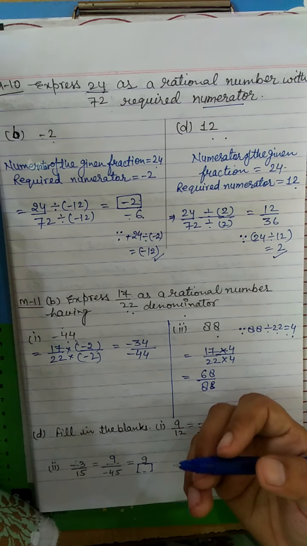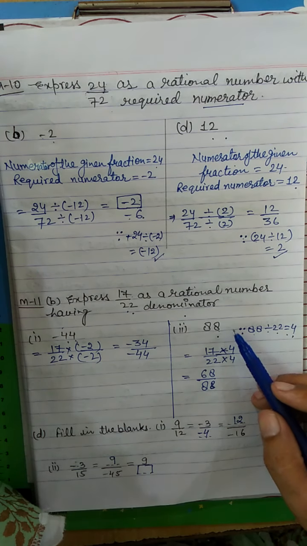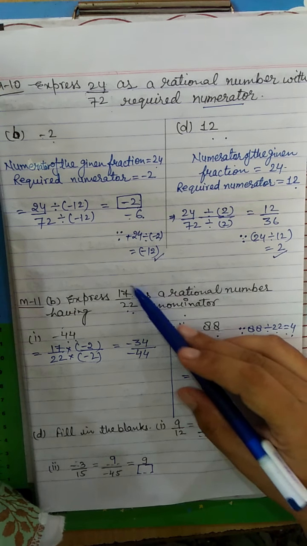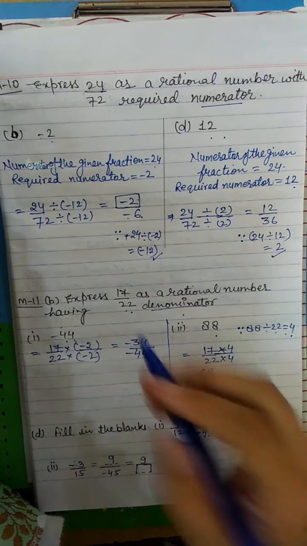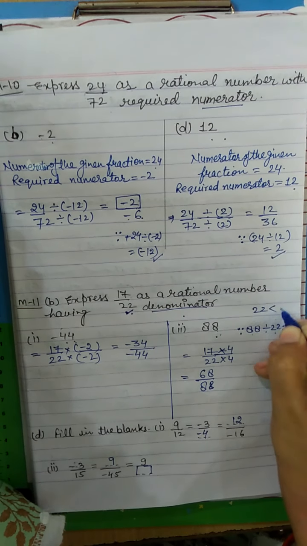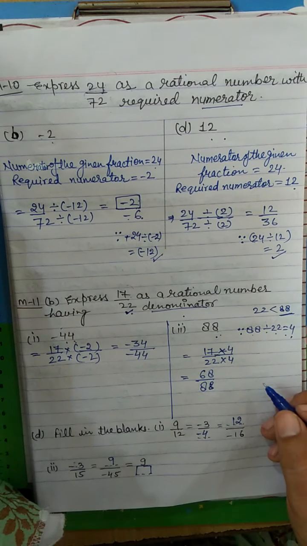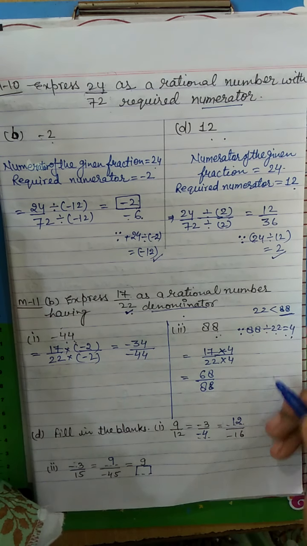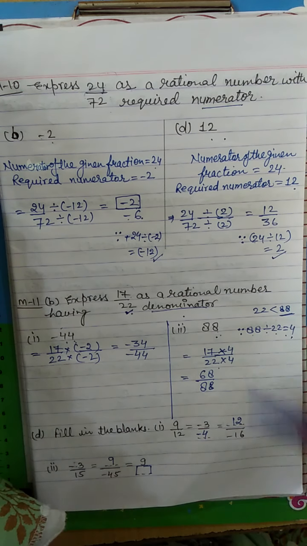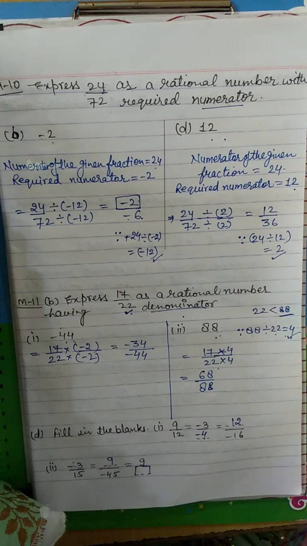Remember the previous point: when the numerator or denominator of the given fraction is smaller, here the denominator is smaller than the required one, so we should multiply both of them by a common factor.